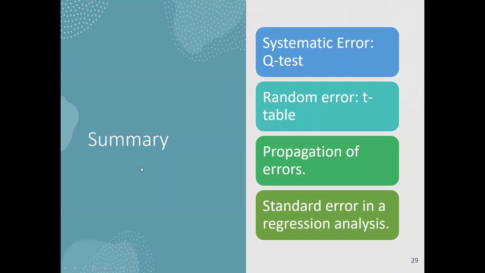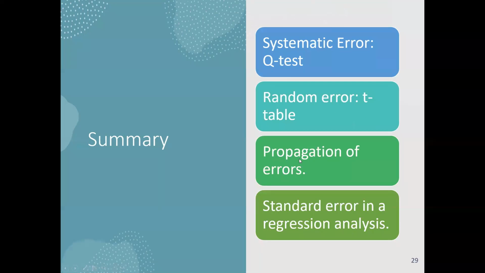So to summarize, today we reviewed the systematic error and the random error. And if there is a systematic error for a particular data point, we can use the Q-test to eliminate one data point. Remember, that's only one data point. If you have multiple data points that seem to be outliers, you shouldn't use the Q-test. Random error, we assume that's all normal distribution. When the number of events is limited, we use a t-table to estimate the error.